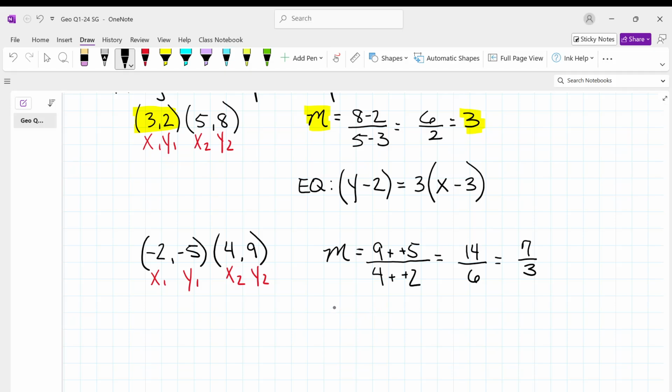So our equation is the letter y and the opposite of the y value given, so we're going to go y plus 5, is equal to the slope, which is 7/3, times the letter x and the opposite of the x value given, so plus 2.